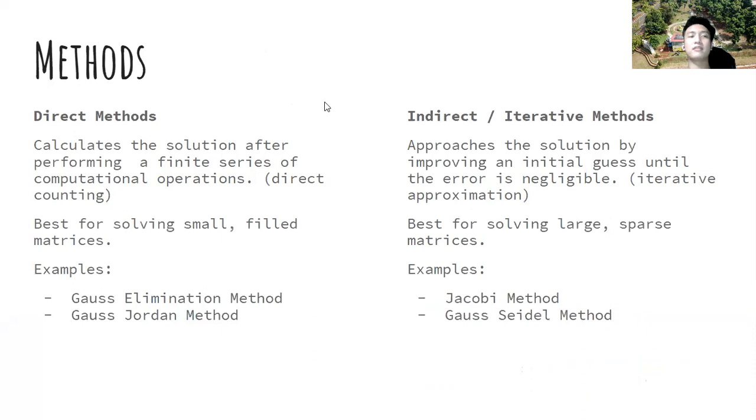So how about the methods of solving the linear algebra in this chapter? We have the direct methods and the indirect methods. We use direct methods when it is a small matrix. Examples of the direct methods are the Gauss elimination method and the Gauss-Jordan method. We use the indirect or iterative methods when the matrix is quite large and sparse, which means that the matrix contains many zeros. Examples of the indirect methods are the Jacobi method and the Gauss-Seidel method.